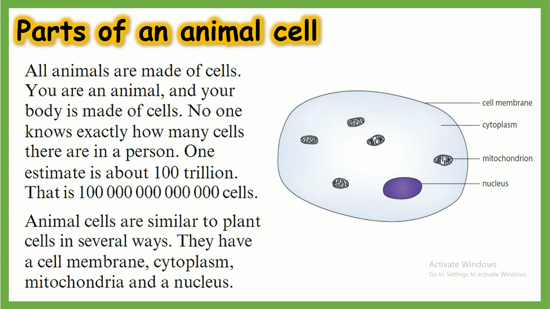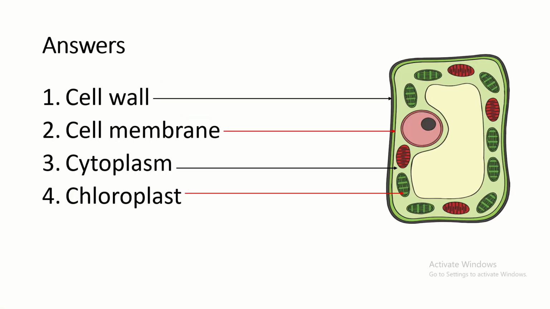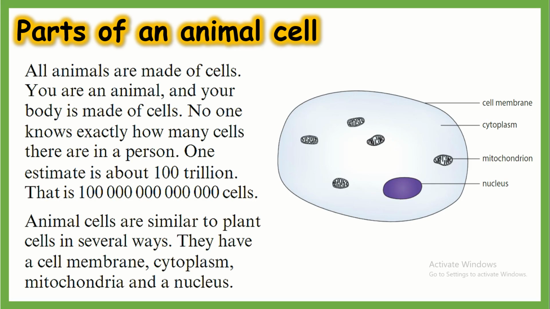Okay, now on the screen you can see an animal cell. You will easily find the difference between the animal cell and the plant cell. The animal cell is oval in structure. It has a circular type of structure, and there are some differences between plant and animal cell which we will discuss later on. But the main difference is that the animal cell is oval in structure and the plant cell is rectangular in structure.